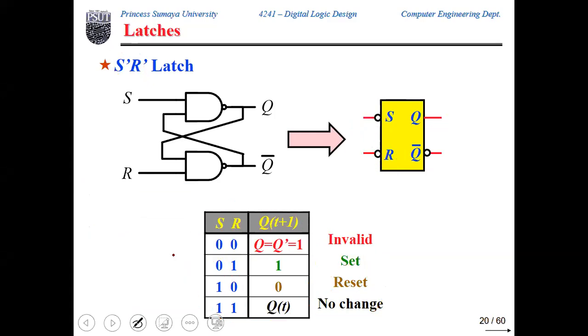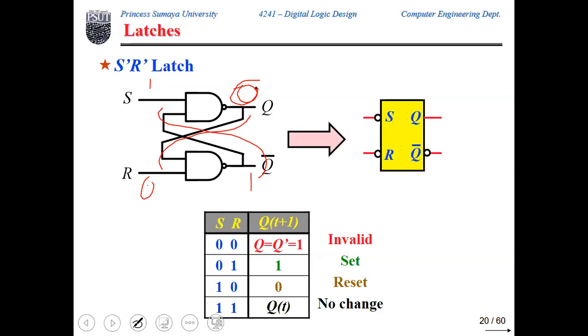Try to analyze it at home by saying, okay, let's start by Q equals 0, S equals 1, R equals 0. What will happen to Q? What is the new value of Q? Let's try it. 0 and 0 is 0. Complement is 1. 1 and 1 is what? 1. Complement 0. So nothing changed regarding Q.